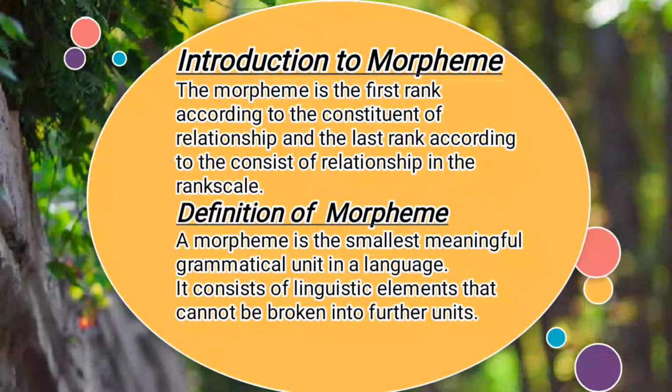Introduction to a morpheme. The morpheme is the first rank according to the constituents of a relation, and the last rank according to a consist of a relation into the rank scale. Definitions of a morpheme. A morpheme is the smallest meaningful grammatical unit in a language. It consists of linguistic elements that cannot be broken into further units.